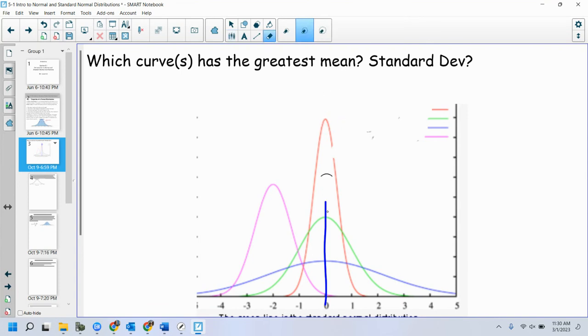Based on these three, which one has the biggest standard deviation? The bottom one here, right? Because it's a little bit more spread out. This one is a little bit more condensed in. So therefore, the standard deviation of this would be a lot smaller than the standard deviation of the other two.